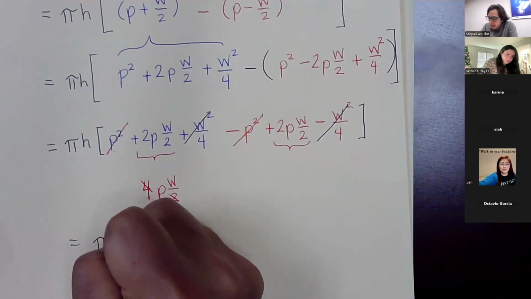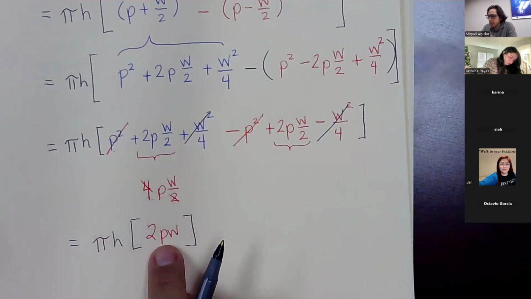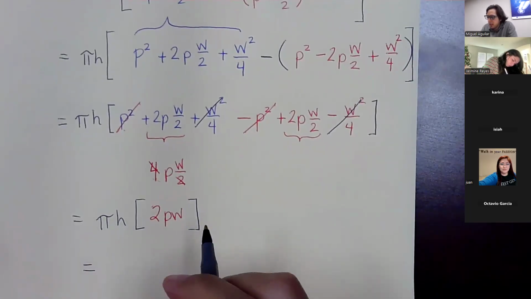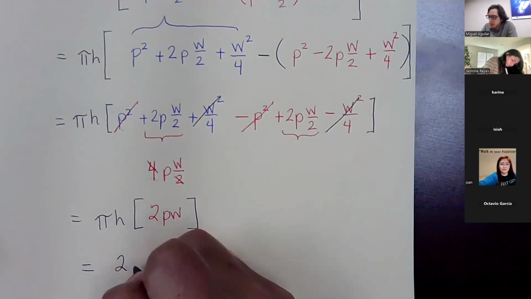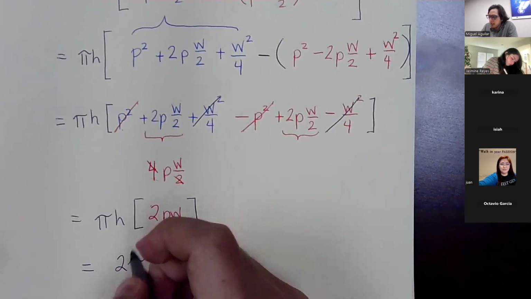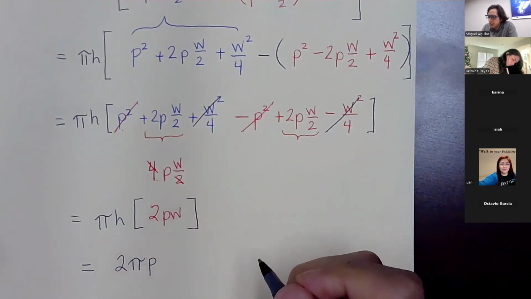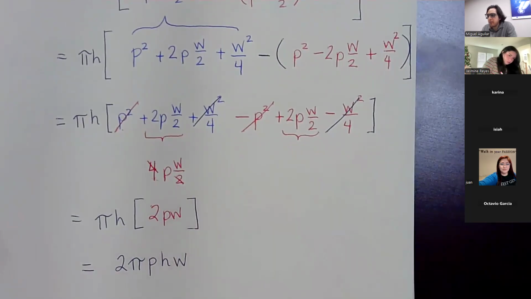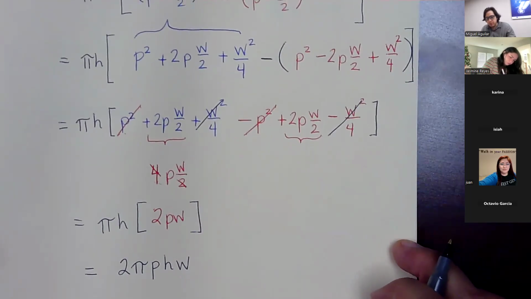So that's pi times h times 2pw. And then for no good reason at all, mathematicians like to rearrange stuff and put the constant in the front. They like to put pi next, then the p, then the height, and then the width, right? So that's basically how we get this simplified formula. Maybe through a little bit of trickery of algebra, but the math checks out.